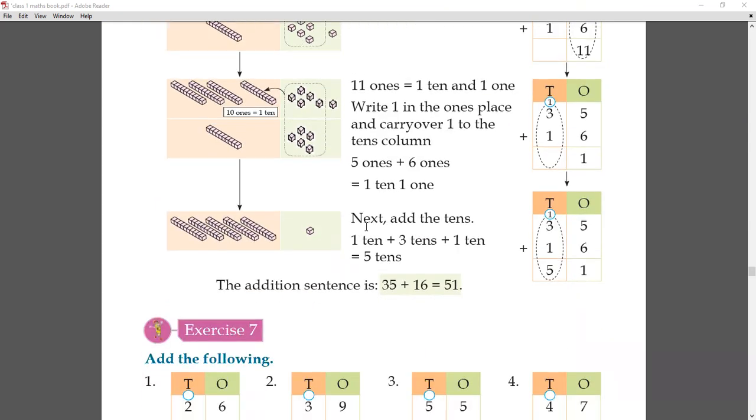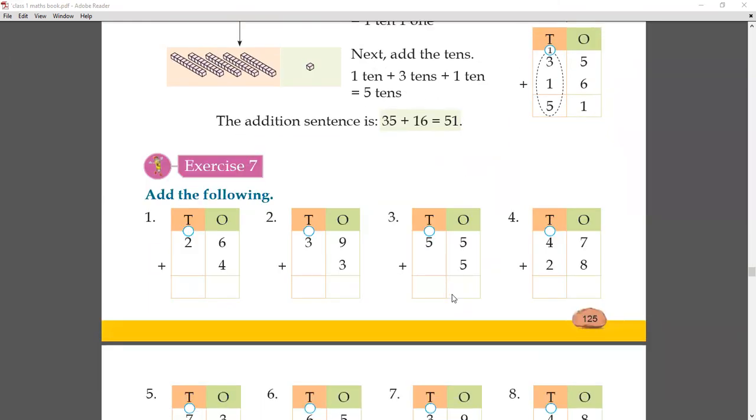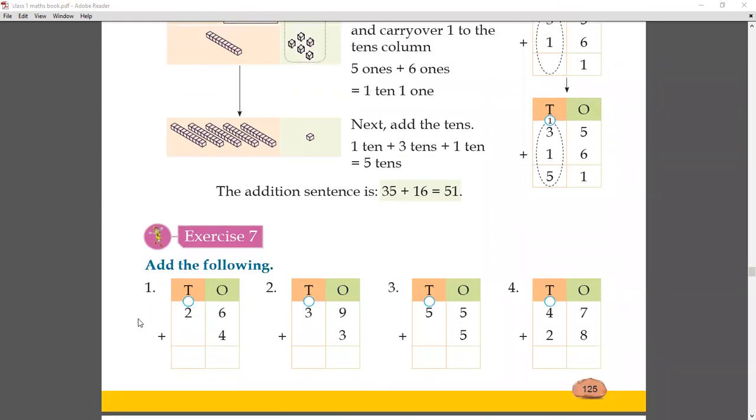Now look at this. Next add the tens. 1 ten plus 3 tens plus 1 ten is equal to 5. So 5 tens. We write 1 here and the second one we write here. So 3 tens and 1 ten is equal to 5 tens. Okay, 35 plus 16 is equal to 51. Is that clear?